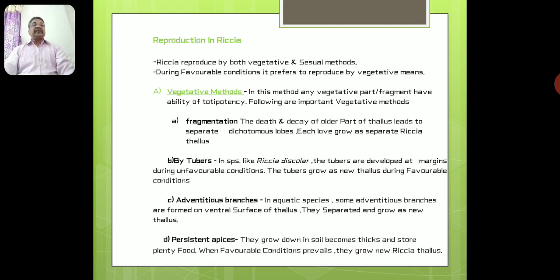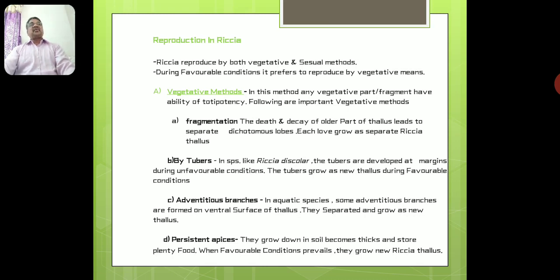Now the next point, reproduction in Riccia. Riccia reproduces vegetatively and sexually. That is, it has both methods of reproduction, the vegetative method and the sexual method. During the favorable season, for example the rainy season, when all the conditions favor the growth of the plant, it reproduces by the vegetative method.